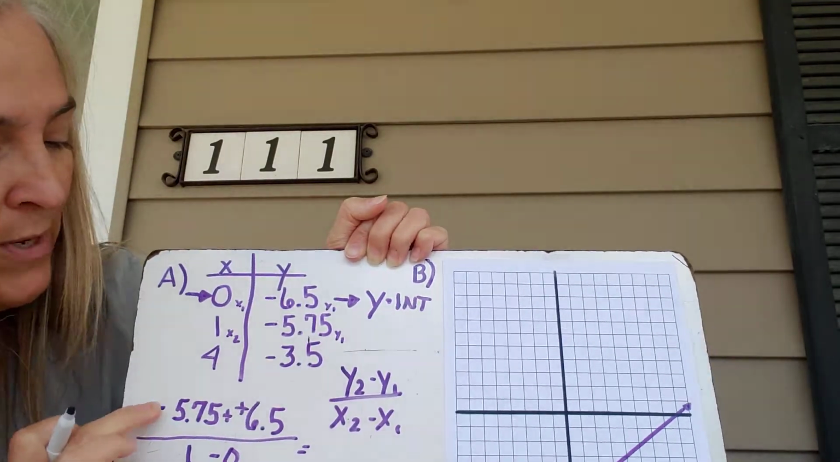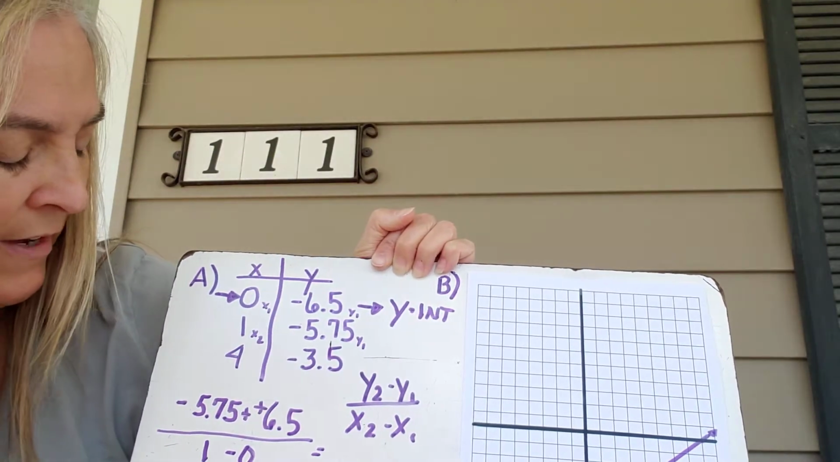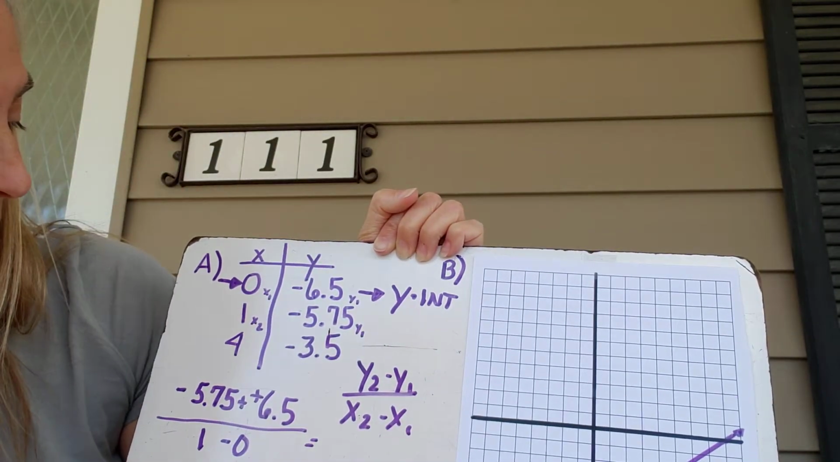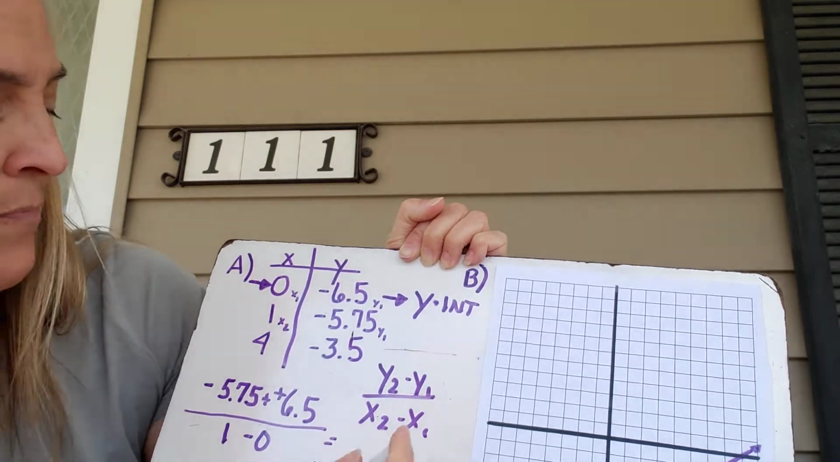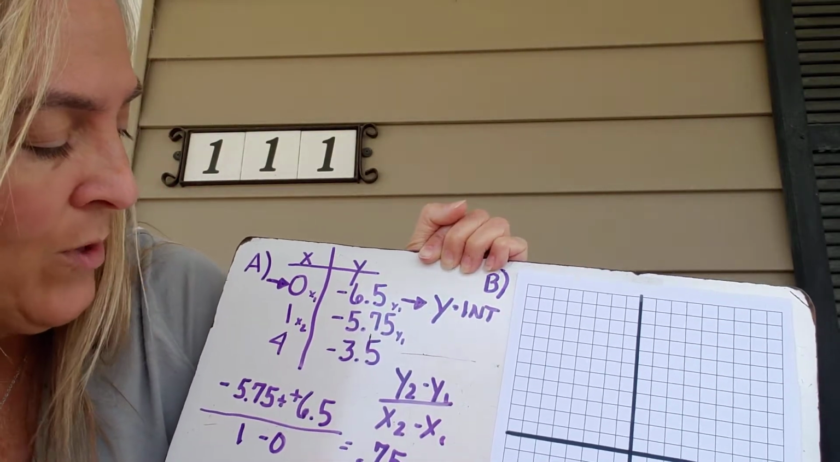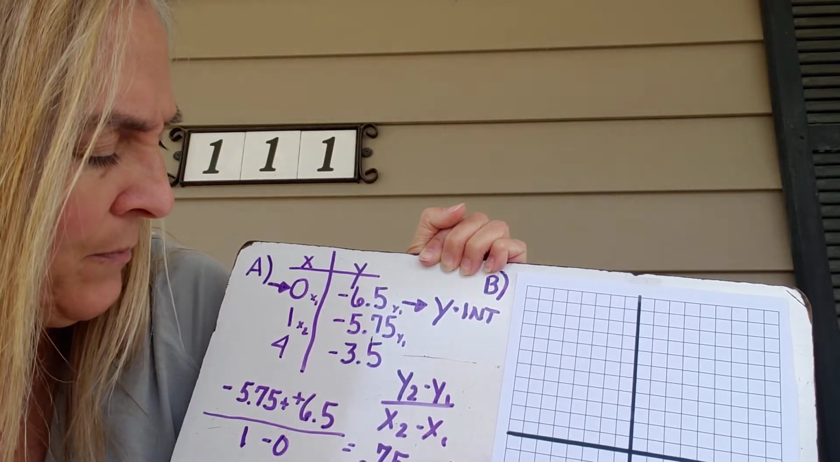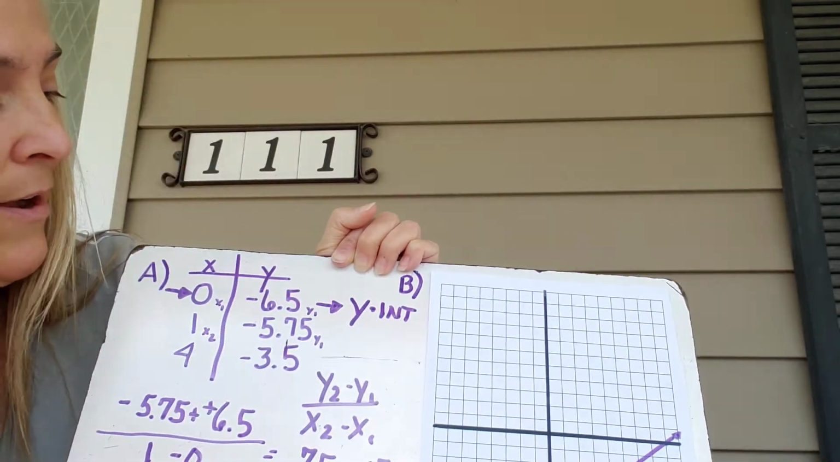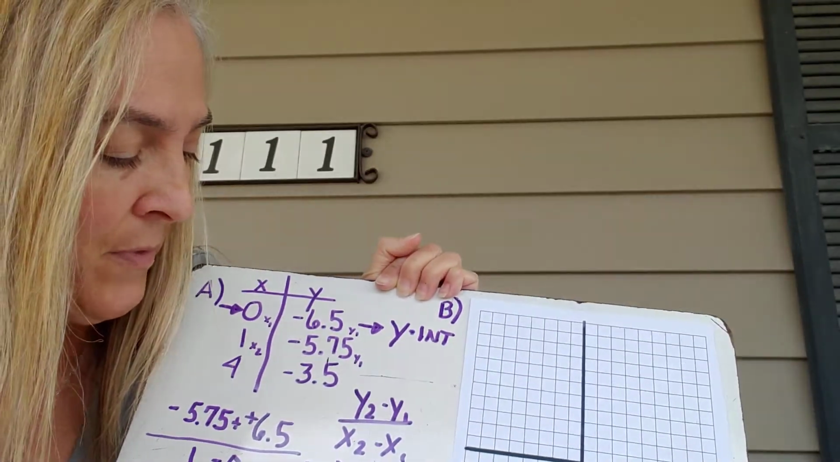A negative 5.75 and a positive 6.5. I believe that gives you 0.75 over 1, which is 0.75. So I now have my slope, and I now have my y-intercept.